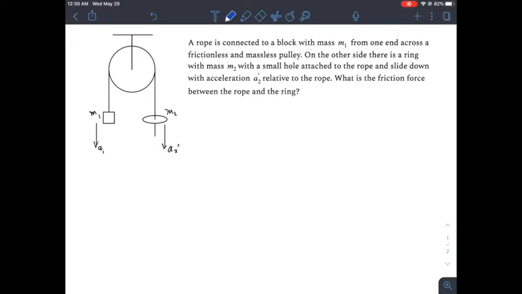Today we have a rope connected to a block with mass m1 from one end across a frictionless massless pulley. On the other end there is a ring with mass m2 with a small hole attached to the rope, and it slides down with acceleration a2 prime relative to the rope. What is the friction force between the rope and the ring?